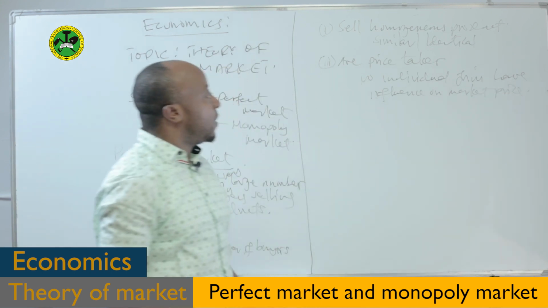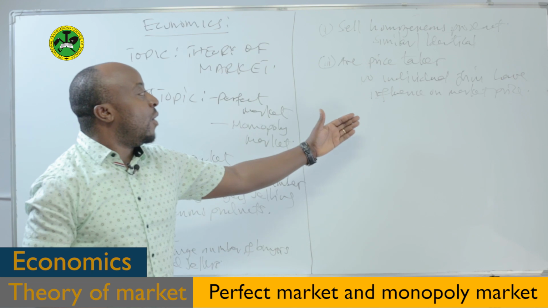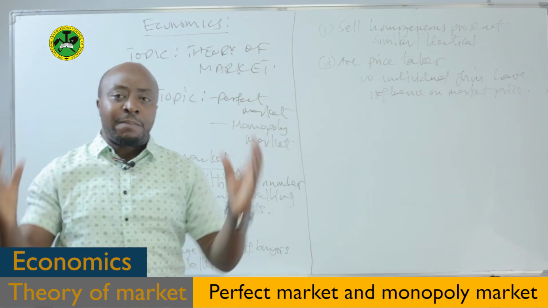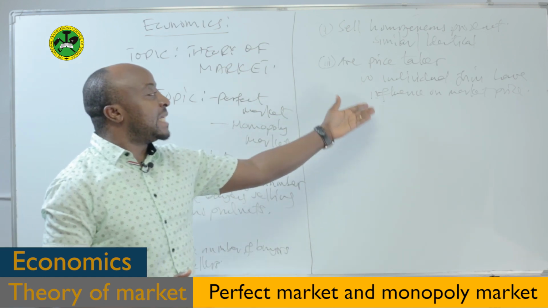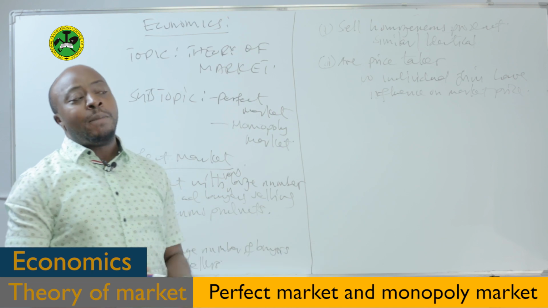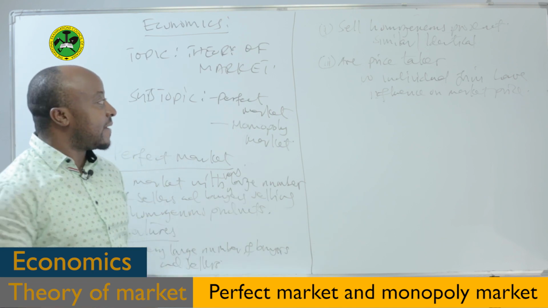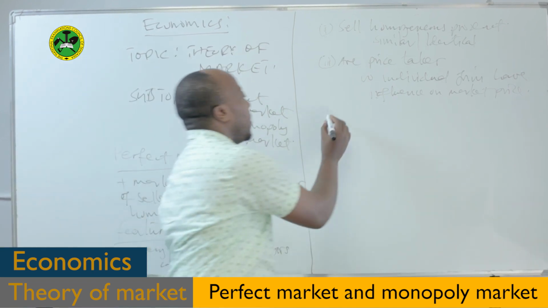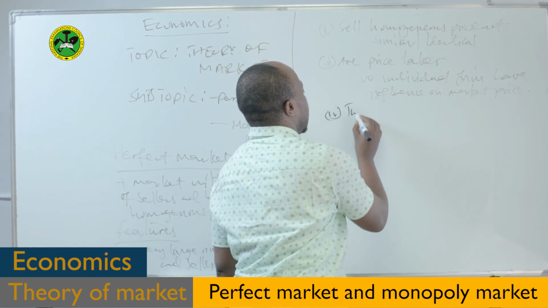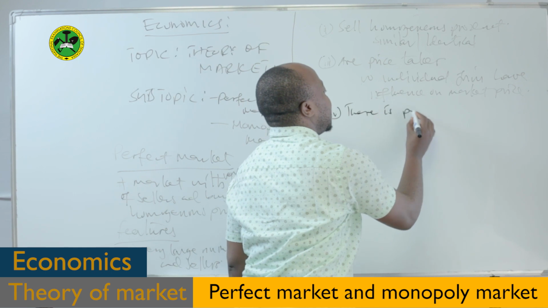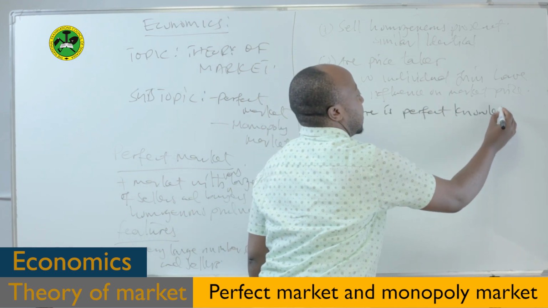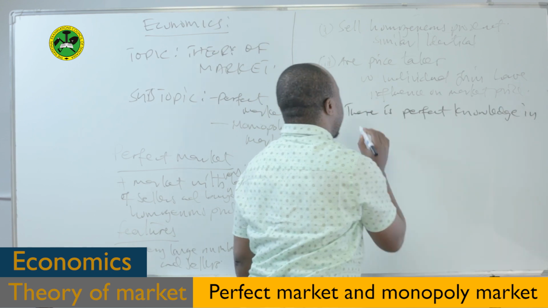So we don't have an individual firm who can influence market price, because once you go into the market and supply the goods, you find the price is already there. So there is no room for an individual firm to manipulate or influence the market price. Then we have number four, which is, we say there is perfect knowledge in the market.